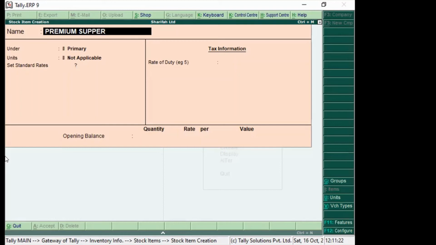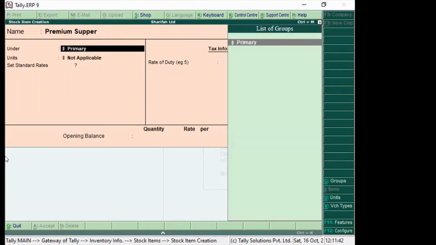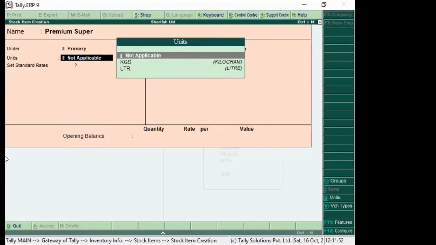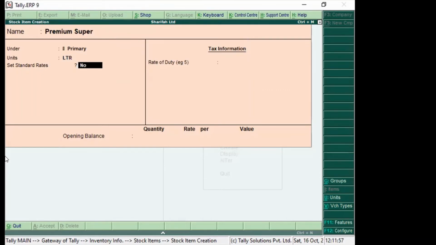It's fine. It's just maybe if you prefer small letters. Premium super. Super, whatever. Enter. Single P. Premium super. Yes, super. Like that. And our primary units of measure, we are using what? Liter. And then standard rates.